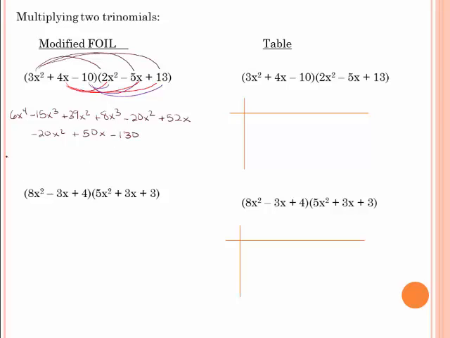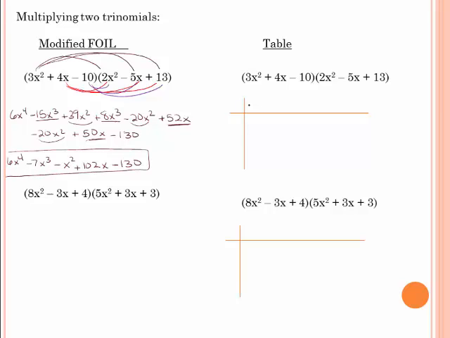Now I combine my like terms. Negative 15x to the third and 8x to the third gives me negative 7x to the third. I have 39, negative 20, and negative 20x squared, so that gives me negative x squared, because 39 minus 20 is 19, positive 19, minus 20 is negative 1. Then I have 52 and 50, so plus 102x minus 130.